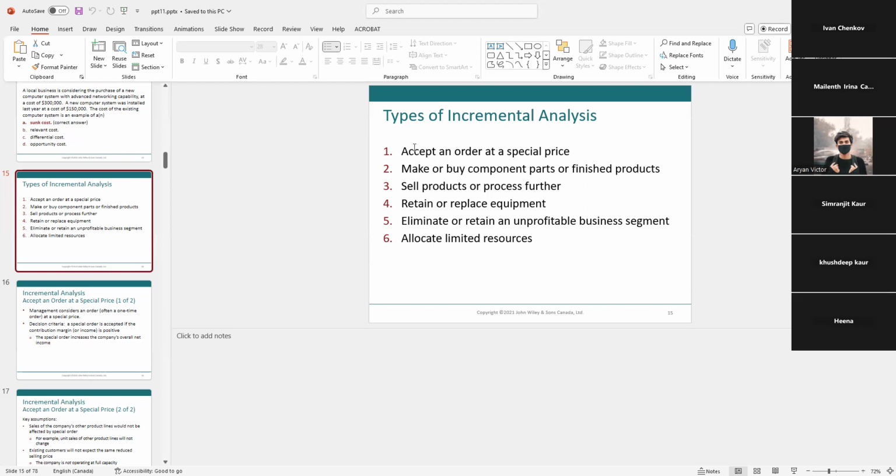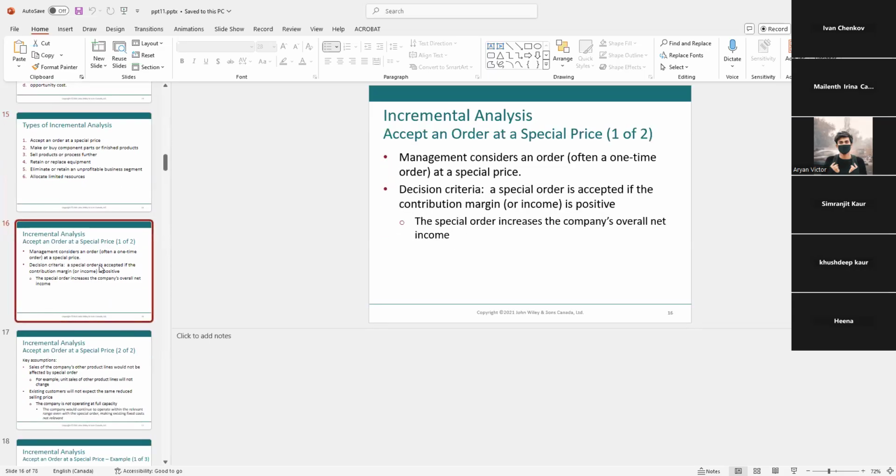So in the classroom, we covered accept the order at special price, make or buy a component or finished product, sell product or process further, and retain or replace equipment. Those four we already covered in the classroom. Today we're going to focus mostly on the last two. Just to wrap it up for those four.